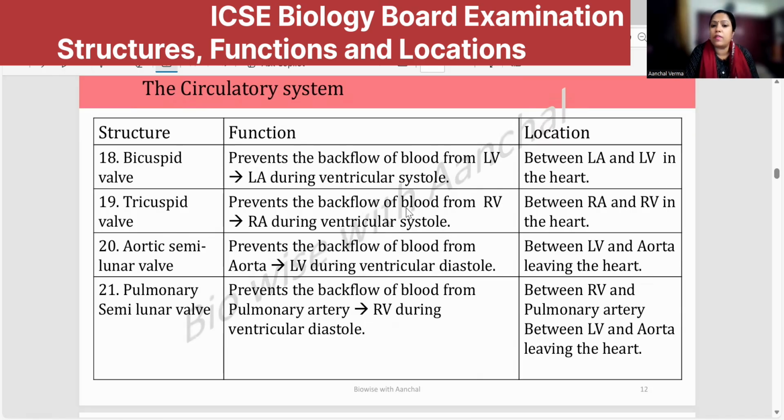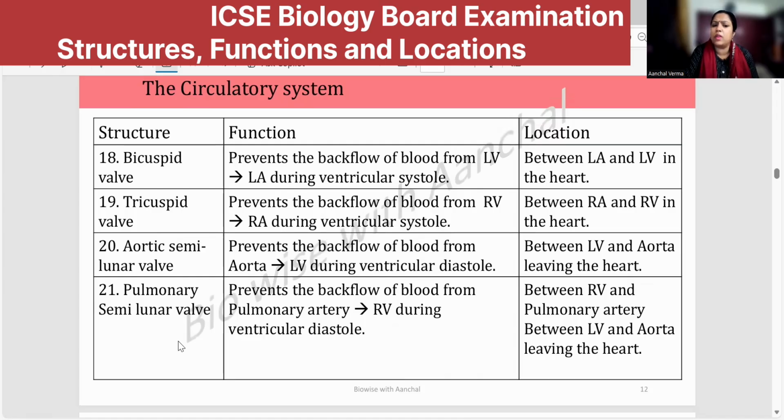Tricuspid valve prevents the backflow of blood from the right ventricle to the right auricle during the ventricular systole. It is present between the right auricle and the right ventricle in the heart. Then aortic semilunar valve prevents the backflow of blood from the aorta to the left ventricle during the ventricular diastole, between the left ventricle and the aorta leaving the heart.